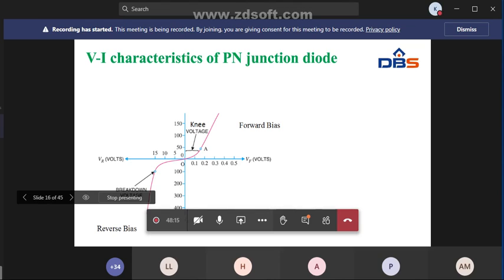So in today's session, we have discussed the complete working of the PN junction diode. If you have any doubts, you can ask me.